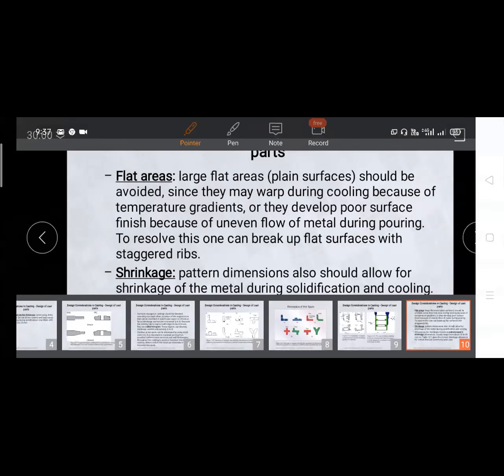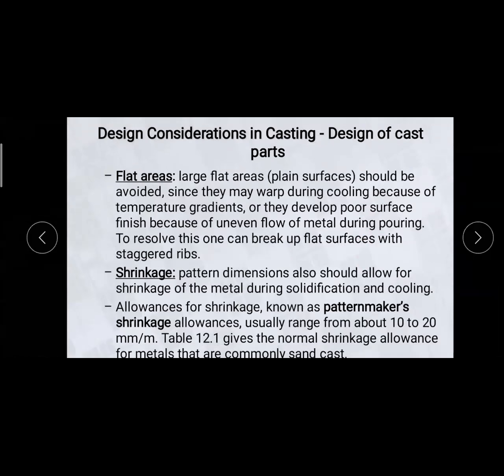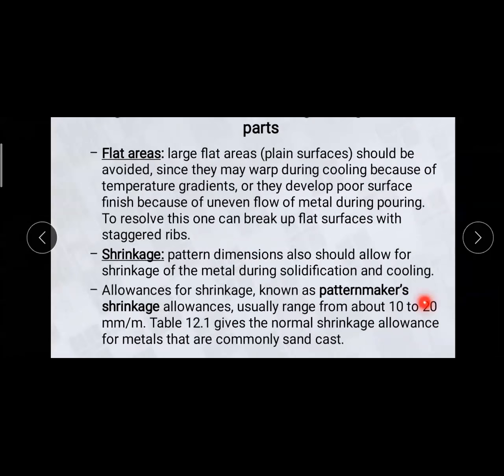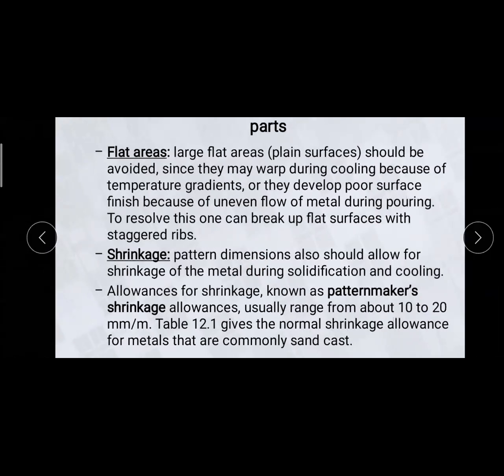So the design considerations in a casting, design of the cast parts. It explains what type of defects we are going to get and how they are to be avoided. The first one is flat areas. Large flat areas, plain surfaces should be avoided since they may warp during cooling because of temperature gradients, or they develop a poor surface finish because of uneven flow of the metal during the pouring. To resolve this, we can break up flat surfaces with staggered ribs.